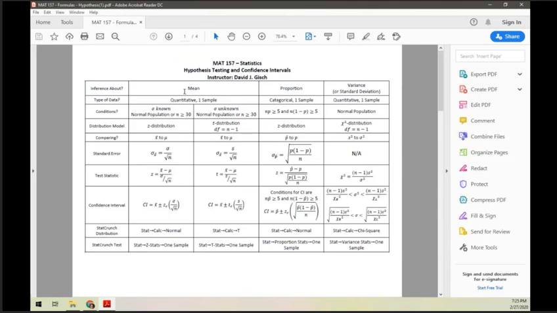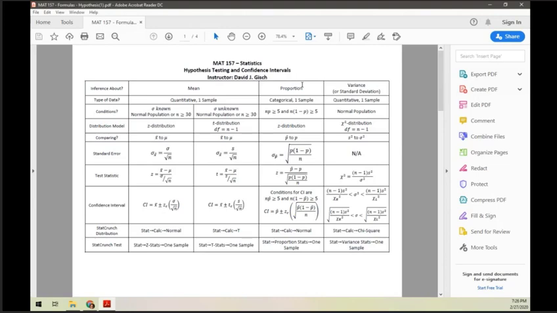What am I testing? Well, I'm testing a mean. So now, do I know the population standard deviation? If that's yes, then here's what I'm going to follow. If that's no, then this is what I'm going to follow. Sorry about that. This is what I'm going to follow.